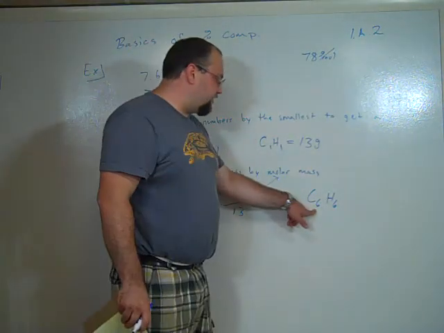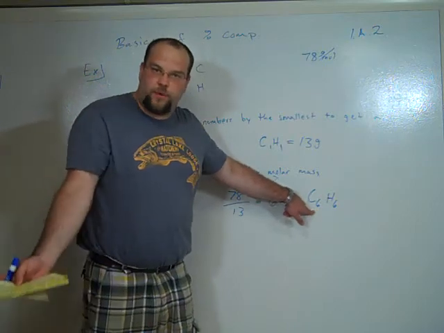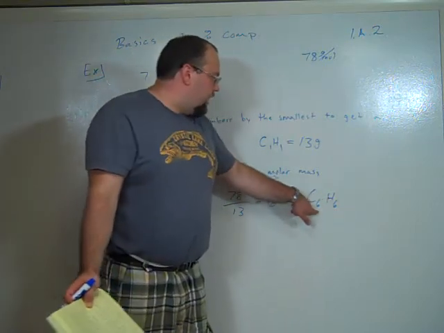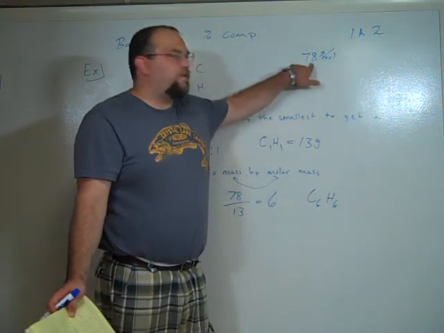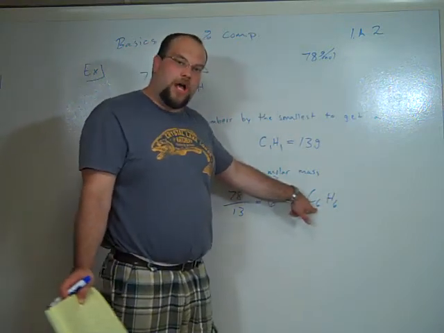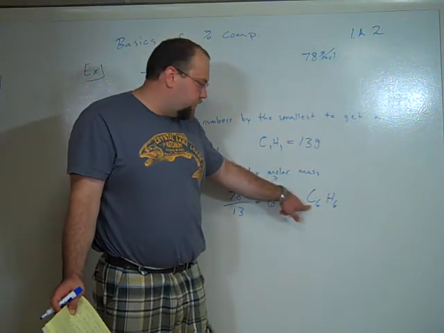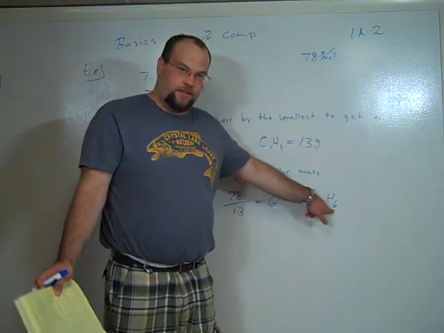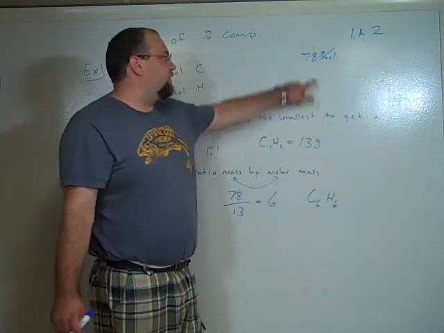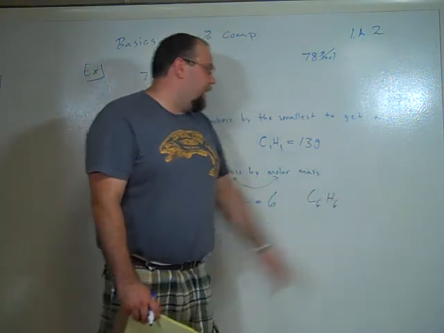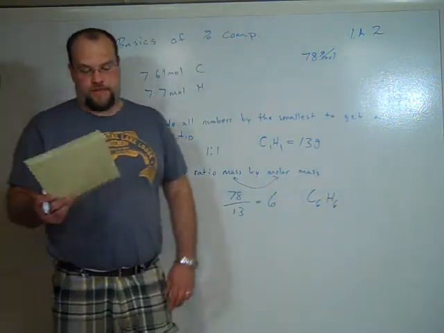C6H6. Because C6H6 is essentially a 1-to-1 ratio of carbon to hydrogen, so that's true. And it also weighs 78 grams total, because 6 times 12, the molar mass of carbon, is 72, plus 6, which is the molar mass of 6 hydrogens, 72 plus 6 is 78. So it both has the 1-to-1 ratio and the appropriate molar mass.